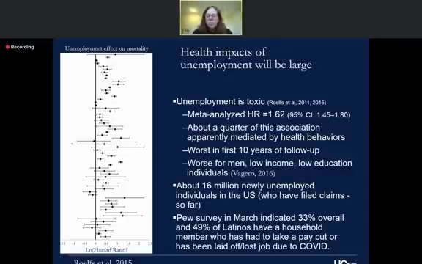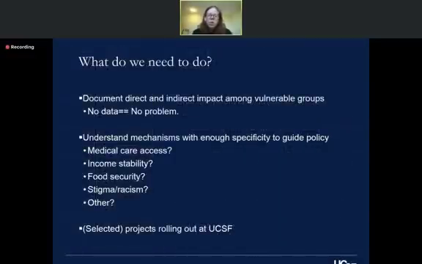These consequences are going to be unequal. There is a recent Pew survey that was in March, so this was just at the beginning, indicated that about 33% of households overall and nearly half of Latino households had a household member who had taken a pay cut or had been laid off, lost their job due to COVID. So these impacts are going to be huge and long-lasting unless we have very specific policy efforts to remediate those consequences. Next slide. So what do we do?